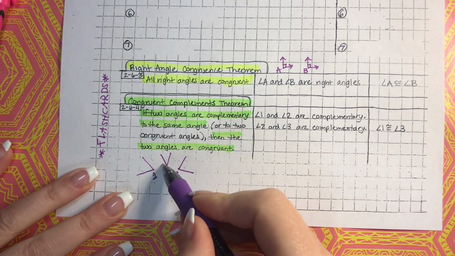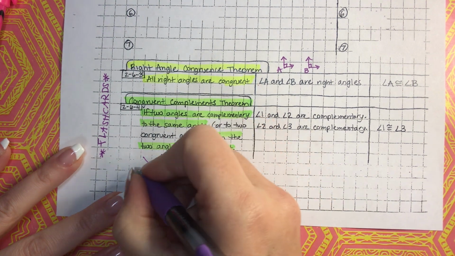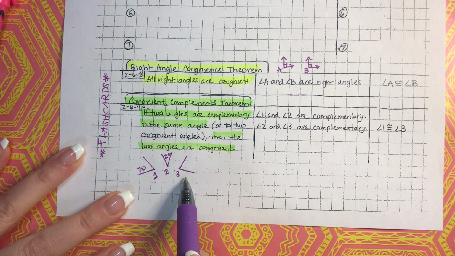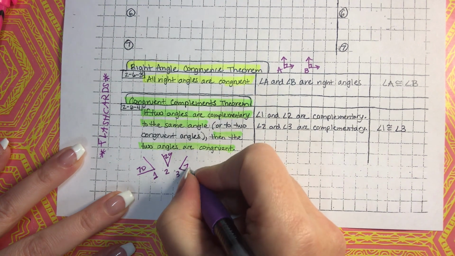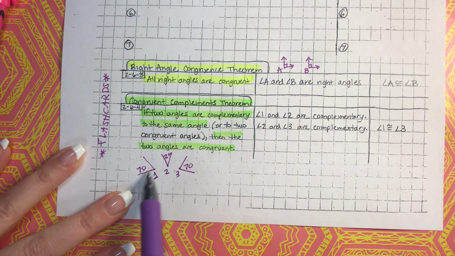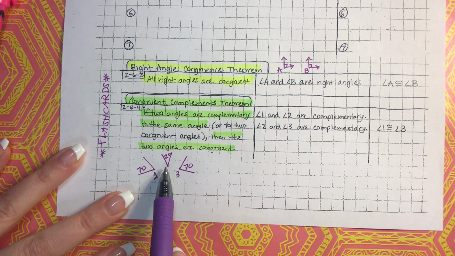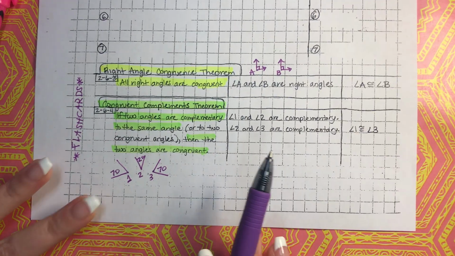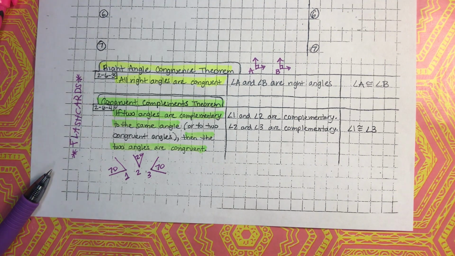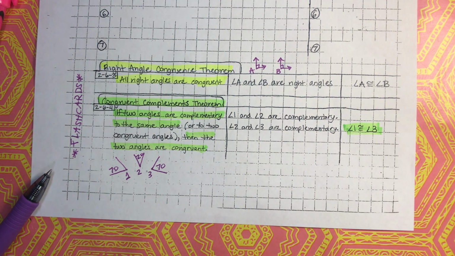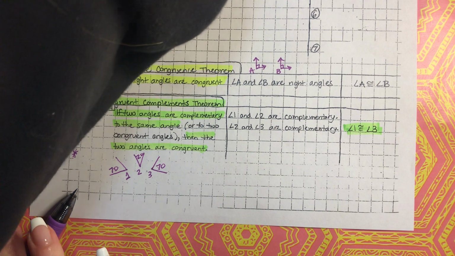Okay, and angle 1 and angle 2 are complementary, so let's just call this 70 and 20, right? Those equal 90. And then 2 and 3 are complementary. That would mean that 3 would have to be 70 if 2 is 20. Those are equal to 90. Then if we have that, angles 1 and 3 are complementary to the same angle, angle 2, then the two angles, angle 1 and 3, are congruent to each other by the congruent complements theorem. All right? So let's go ahead and see how this plays out by looking at the problem that we just solved previously.